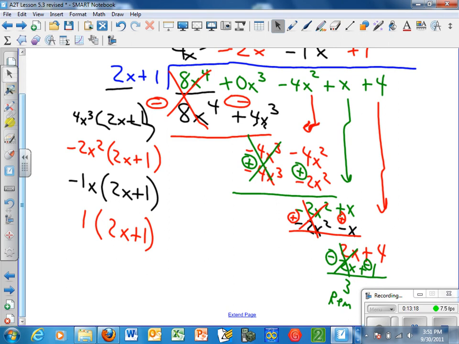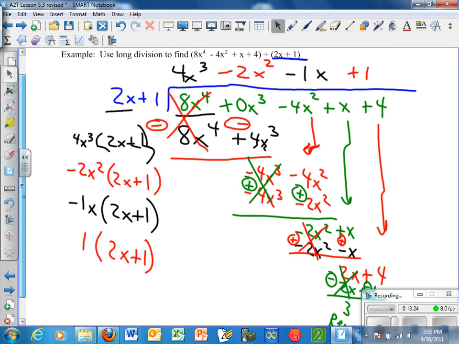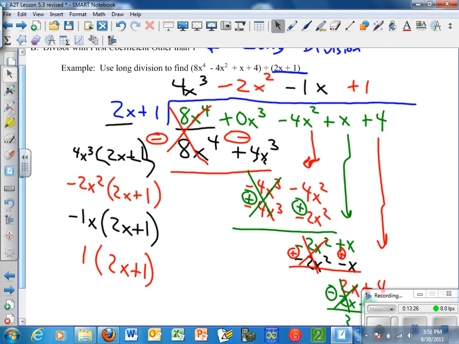So you put the 3 over your 2x plus 1 remainder. Sorry about that. So right here, we're going to have plus 3 over 2x plus 1. And that would be your answer, what we have right here.